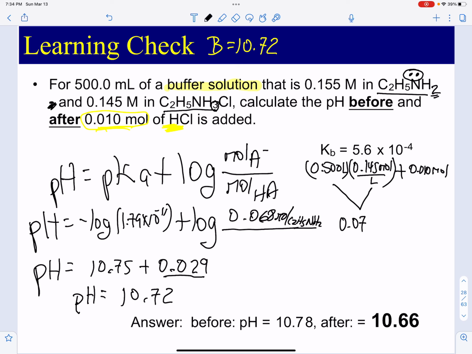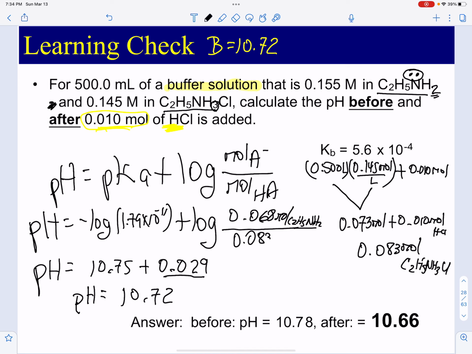So when I do the calculation for my moles of the acid, 0.5 times 0.145 equals 0.073 moles of the acid, and I'm adding 0.010 moles of the hydrochloric acid. So I'm going to have 0.083 moles of the acid, which is going to be C2H5NH3Cl, or the acid. So that's going to be 0.0830 moles of the acid, C2H5NH3+.